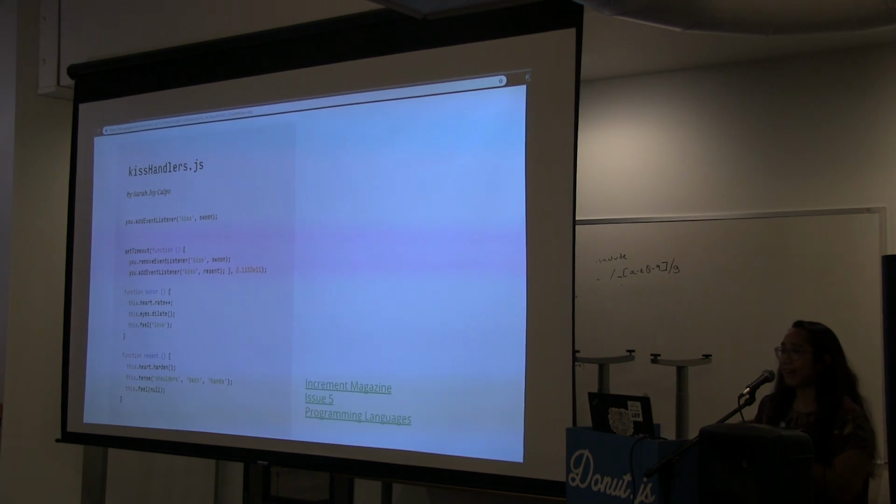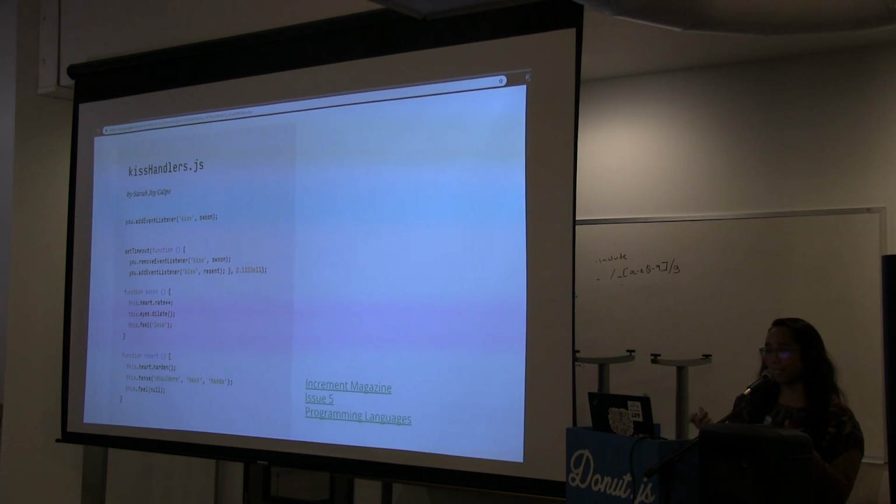So earlier this year, I was super excited to publish this poem I wrote in JavaScript. It was published in Stripe's magazine called Increment for their issue on programming languages. So you have to have some technical knowledge of JavaScript to understand this poem. There's a technical aspect to it. You have to be familiar with functions, setTimeout, addEventListener, as well as concepts like null, this, and even just the idea of functions.